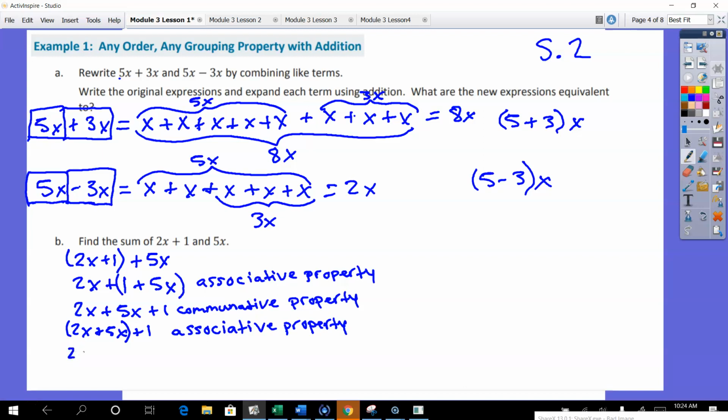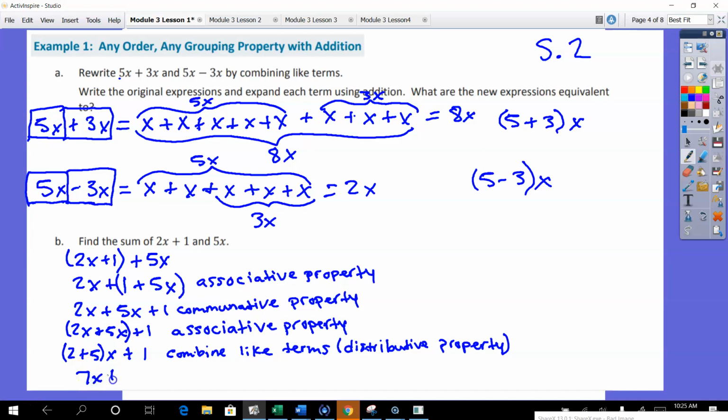So the coefficient, we have 2 plus 5 times x plus 1. So we're going to be combining like terms. We're showing it with the distributive property. Okay, and so then what would be equivalent to it? 2 plus 5 is 7, so we have 7x plus 1 is an equivalent expression. So we use that commutative and associative property to regroup them so that we could put the like terms together.